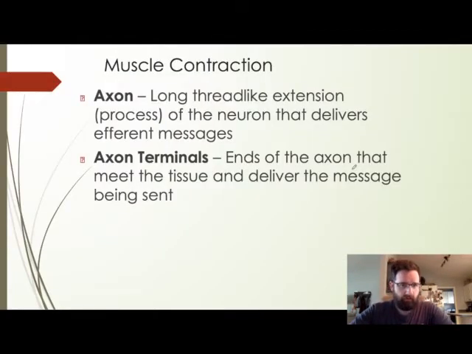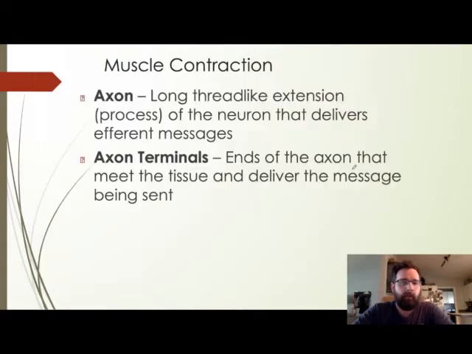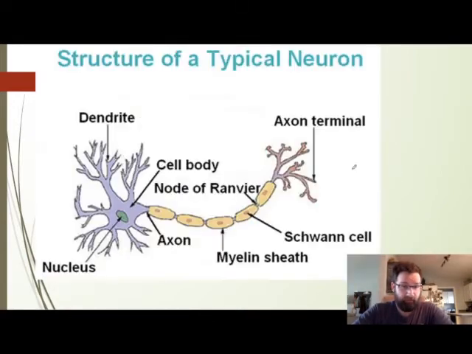Okay, so some basics. We talked about the basics of what a nerve looks like, that right there. Words I'm going to be using: axon. The axon is from here over to, well, here. This whole thing is the axon, okay?